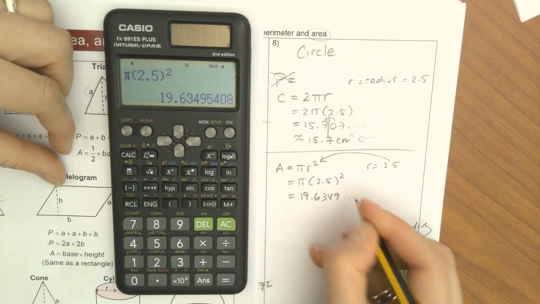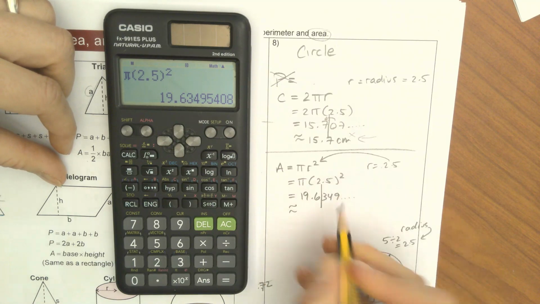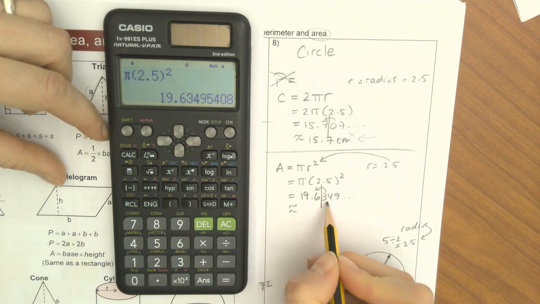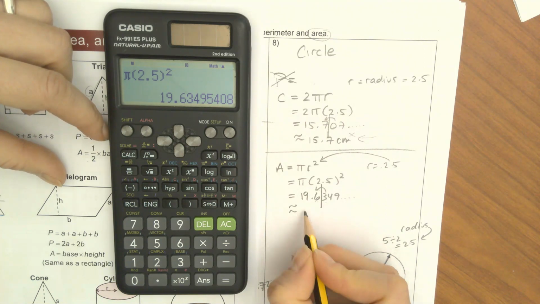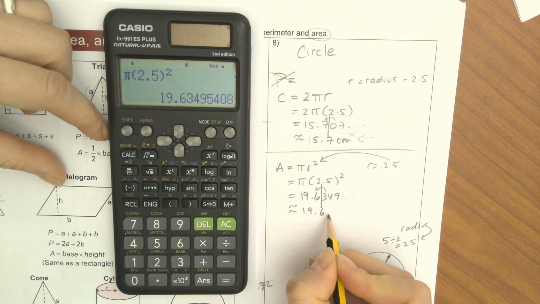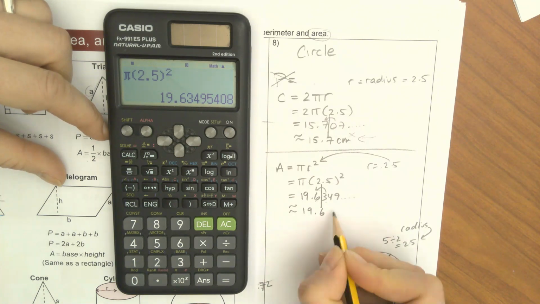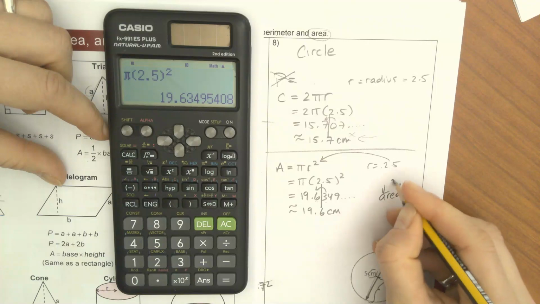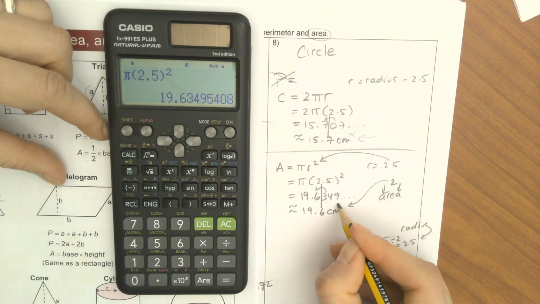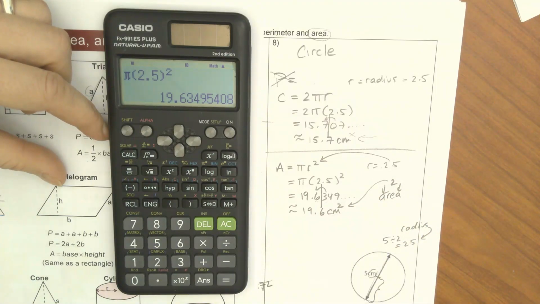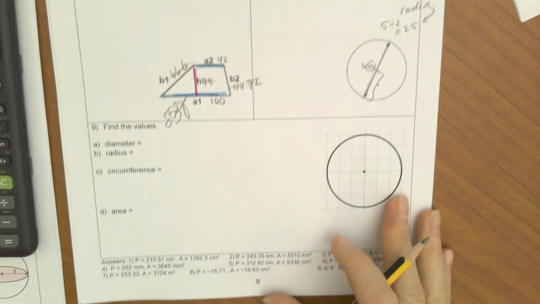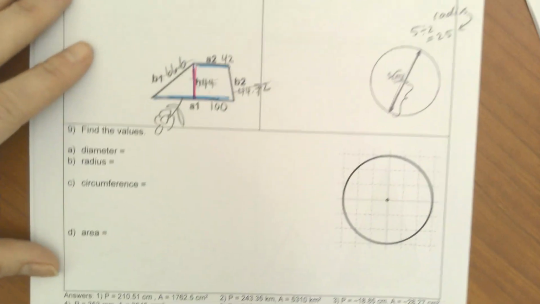19.6349 blah blah blah blah. Cut it here. Does that 3 tell the 6 to stay the same or go big? Yeah, 3 is small, so we stay the same. So approximately 19.6 centimeters. Area. How many A's does area have? 2. So don't forget to put the squared here. Centimeters squared. Okay.